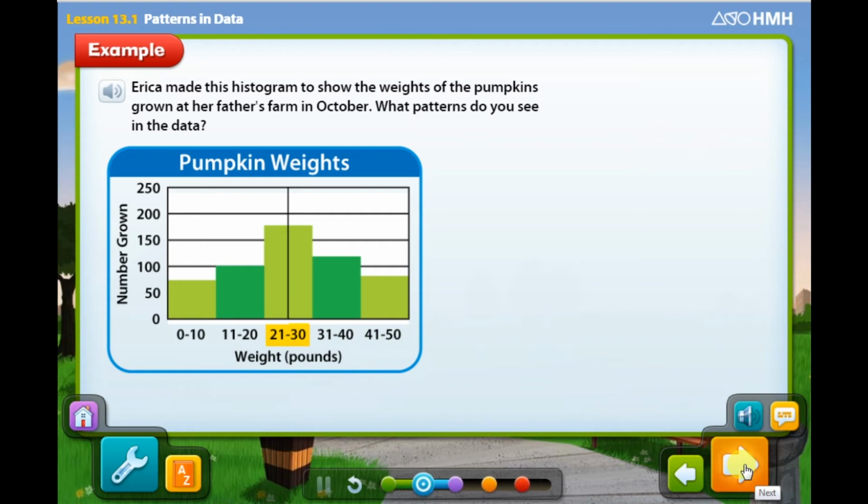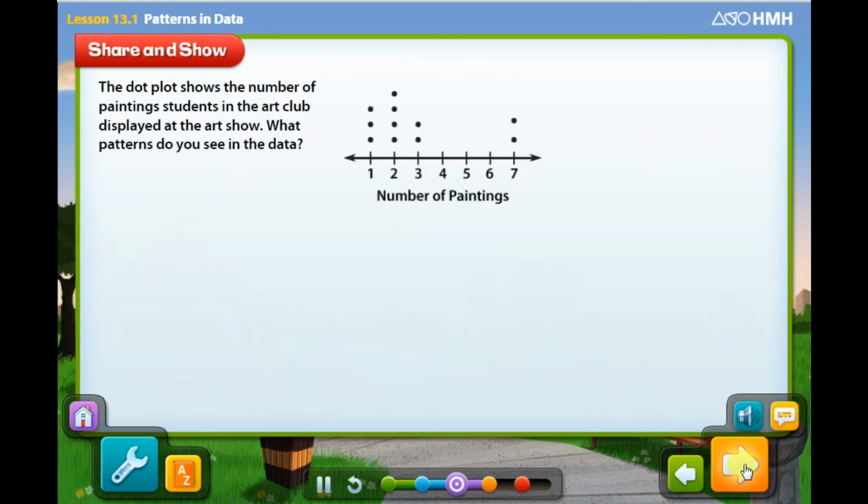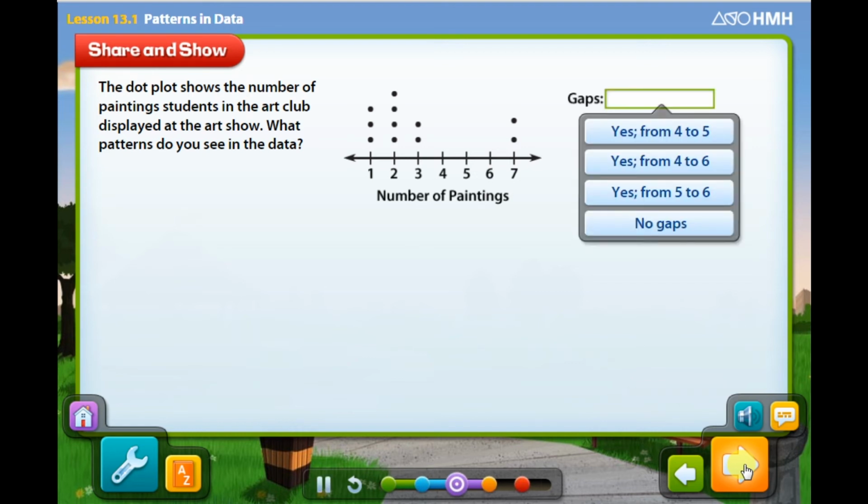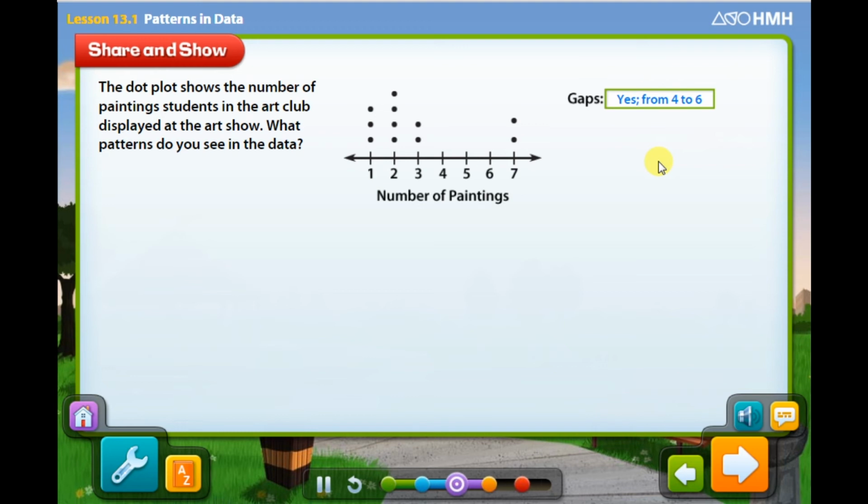Let's see another example. The dot plot shows the number of paintings students in the art club displayed at the art show. What patterns do you see in the data? Let's determine whether there are any gaps, modes, clusters, and symmetry in the data. Are there any gaps in the data? Gaps are the group of intervals that contains no data at all. So if you look here, you have three numbers that contain no data at all, which are 4, 5, and 6. So yes, we have a gap between 4 to 6. That's correct. The data have a gap from 4 to 6.